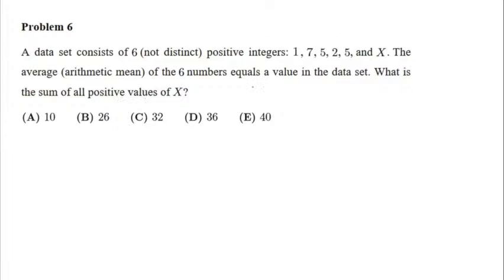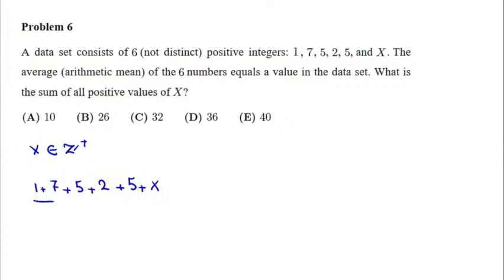So x is positive, and also it says positive integers. So x belongs to positive integers. Now, let's calculate the arithmetic mean. It's 1 plus 7 plus 5 plus 2 plus 5 plus x.